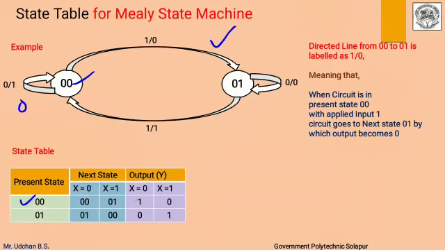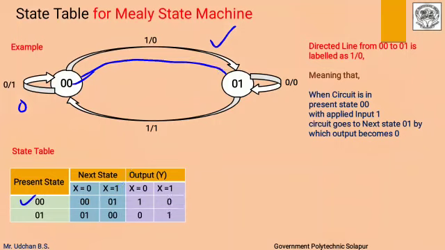Similarly, the state 0 0 goes to next state 0 1 when we apply a 1 input. If we apply the value of input x as a 1, then it will go to the next state, that is 0 1, and the value of output for input 1 is 0.